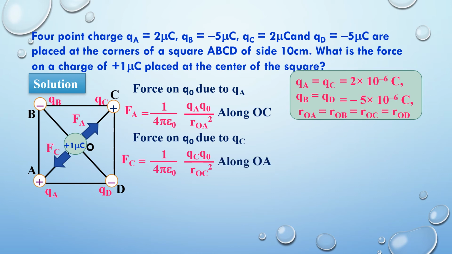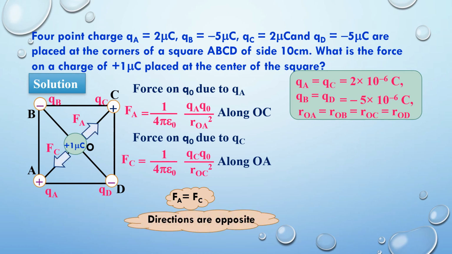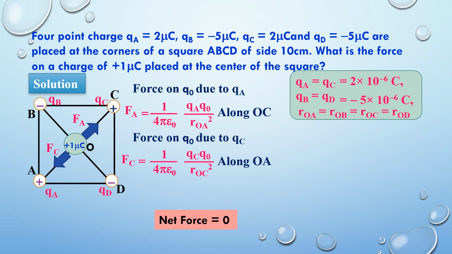So I can directly jump to a conclusion saying that the charge on A as well as the charge on C is the same, as well as their distances are also the same. That is, the distance from O to A and the distance from O to C is the same. Therefore, the force due to A and the force due to C should be the same. And since both these forces are in opposite directions, we can say the net force acting on the charge at the center due to the charge at A and due to the charge at C is 0.